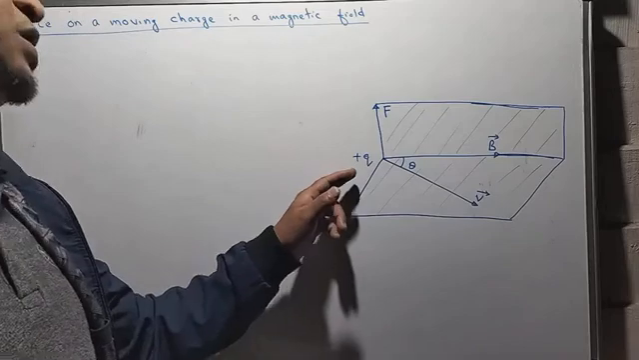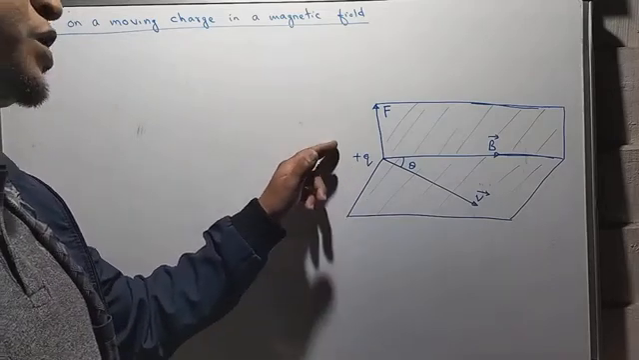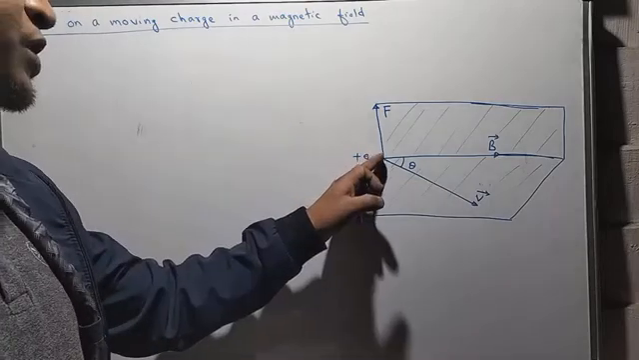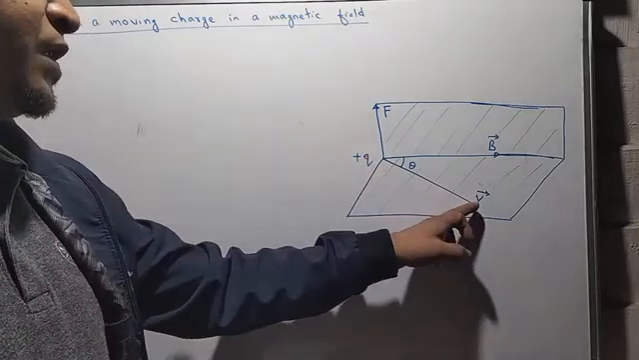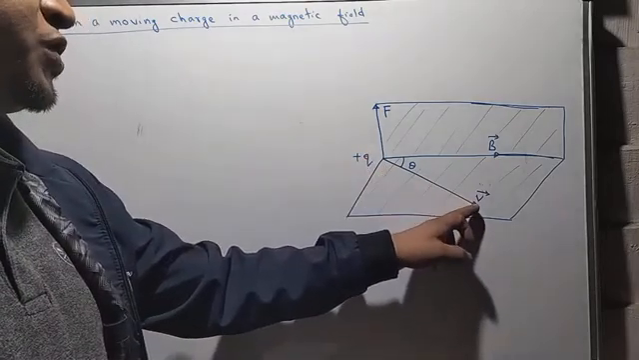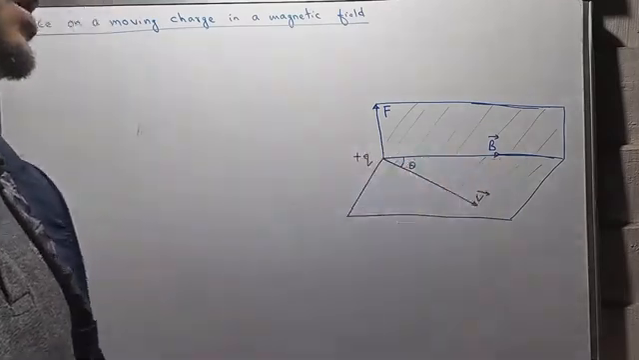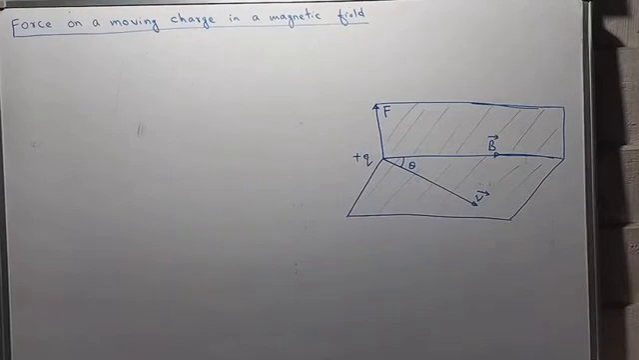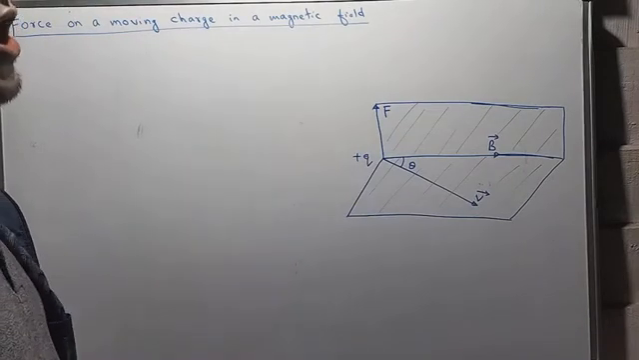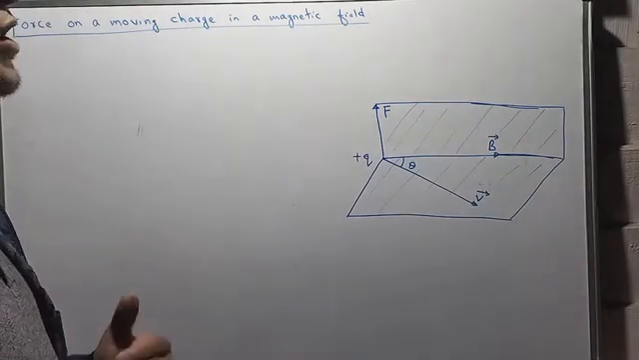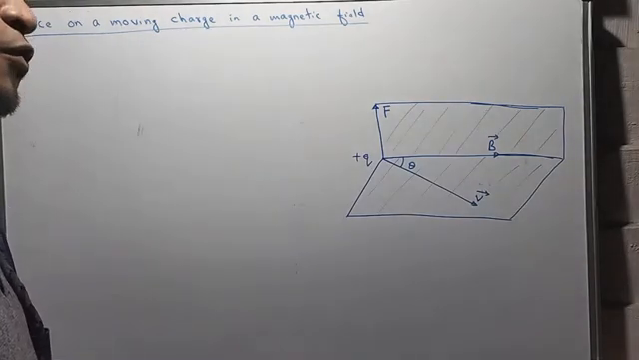and if this positive charge plus q is moving with a velocity, let's say v, along this direction, such that this velocity makes an angle theta with respect to the field. So what happens here is this moving charge in a magnetic field will experience a magnetic force.